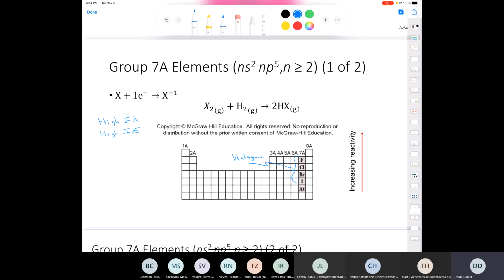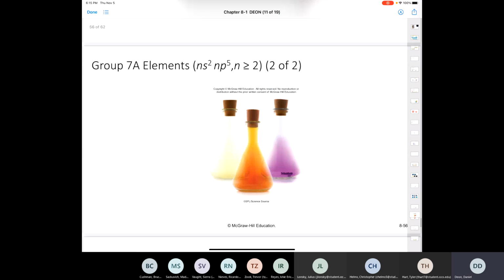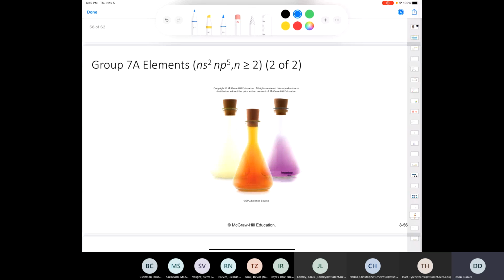They all like to gain an electron to become isoelectronic with a noble gas, and the halogens will all react with hydrogen to give you a hydroacid. So hydrofluoric acid, a hydrohalide. So hydrogen fluoride, hydrogen chloride, hydrogen bromide, or hydrogen iodide. Again, as we go down a group, you can see that we go from chlorine, which is a gas, to bromine, which is a liquid, and then finally to iodine, which is a solid.